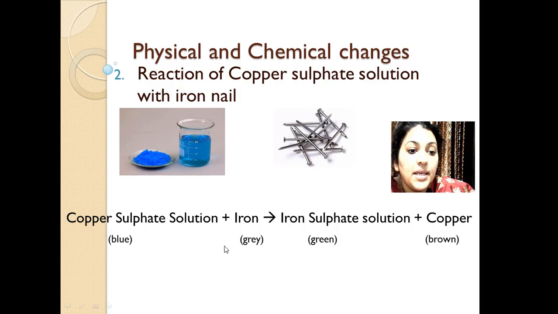Okay, this is the chemical equation or the word equation representing the chemical reaction that we have seen. Copper sulphate solution, which is blue in color, reacts with iron nail, which is grey in color. They will chemically react with each other, and what will happen? Iron sulphate will be formed. Iron sulphate solution.